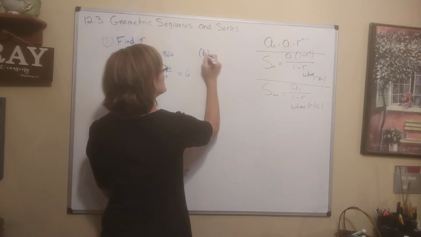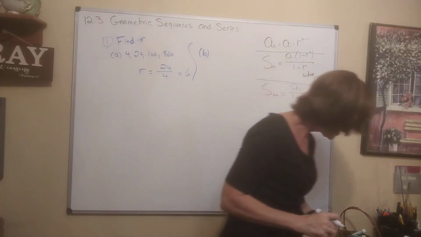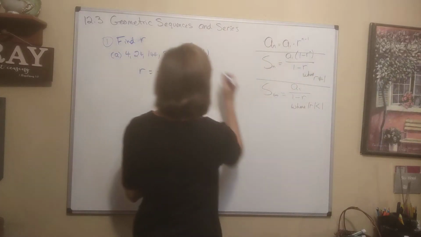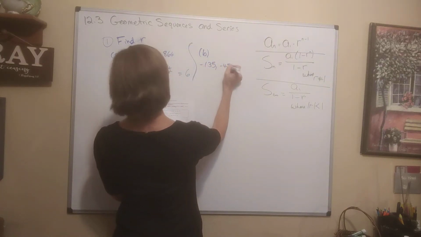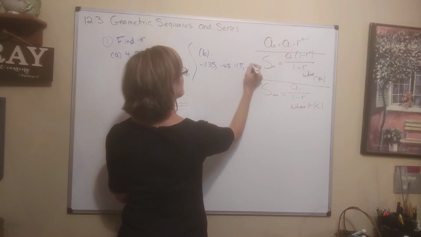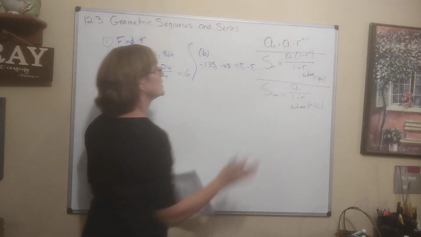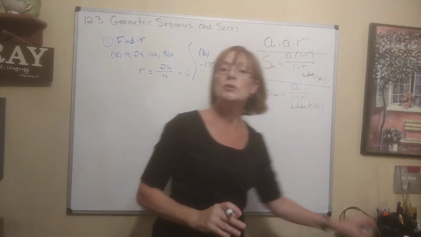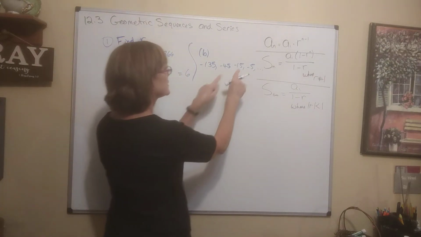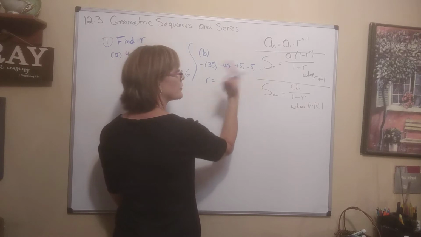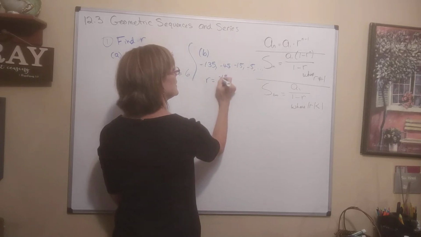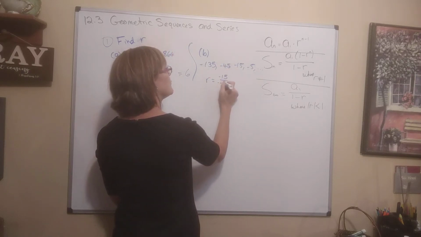Part B, the geometric sequence that they gave us, is negative 135, negative 45, negative 15, negative 5, and so on. All right, so let's pull out two terms side by side. I'm going to take negative 15 and negative 45. R is going to equal the one further down the road, negative 15, divided by the one in front of it, negative 45.